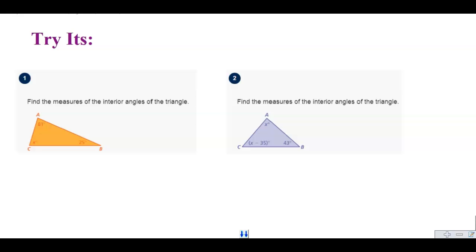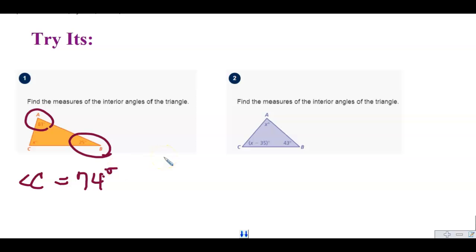Now that you've tried them on your own, let's go over the answers. On number 1, angle A and angle B are given to us. The value of angle C, therefore, was 74 degrees. In other words, angle X equaled 74 degrees.